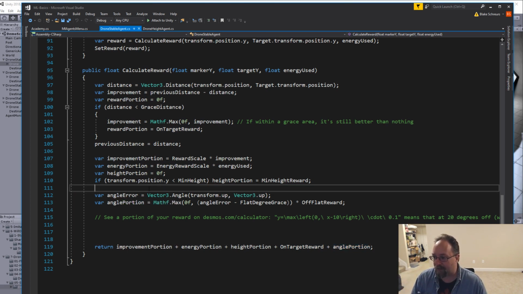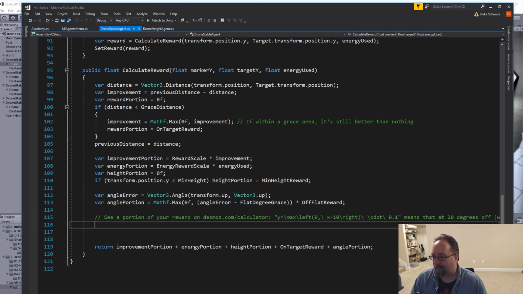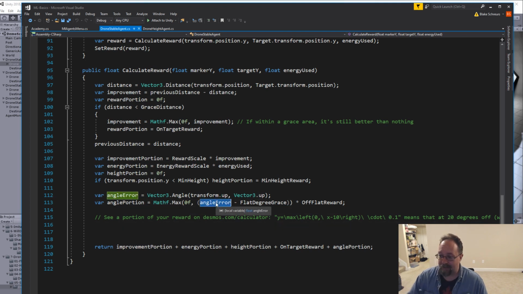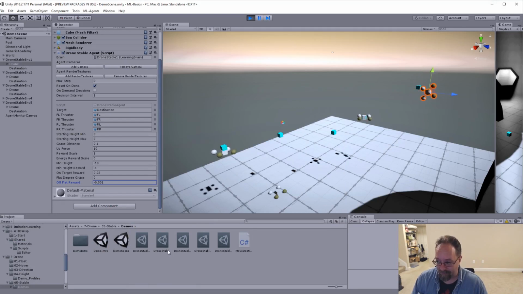So here's the angle of error, right? And then if the angle of error is negative, then we take it to 0, because we take the angle of error, which is always a positive number, and then we subtract the grace amount. And so if that is negative, that means that you're within the grace zone, and so we just set the angle portion to 0, and then we multiply it by the off flat reward, which in this case is a negative number, which means it's a penalty.